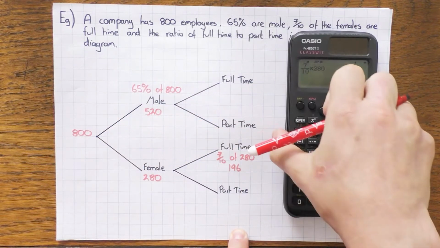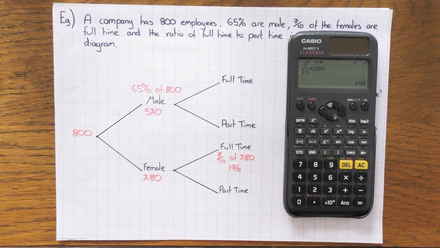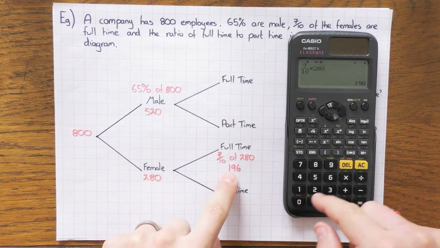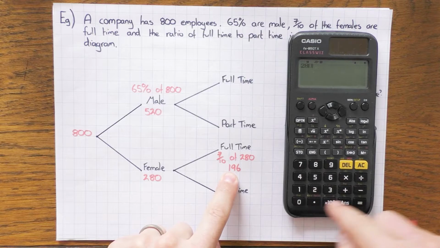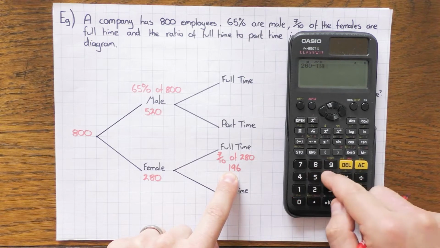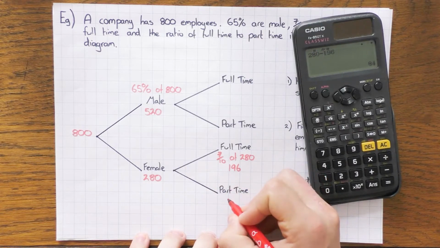196 of the females are full-time, and again we can then work out the part-time. So I just do 280, take away 196, which is obviously 84, yeah.